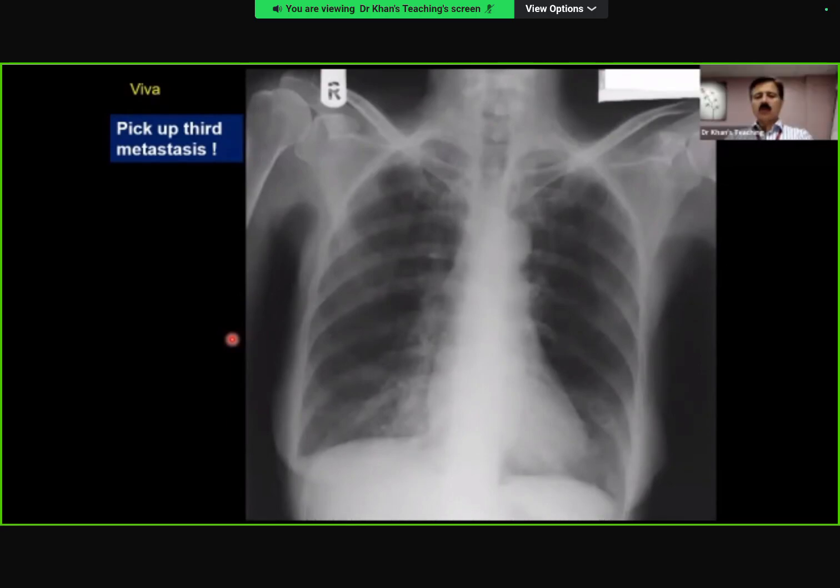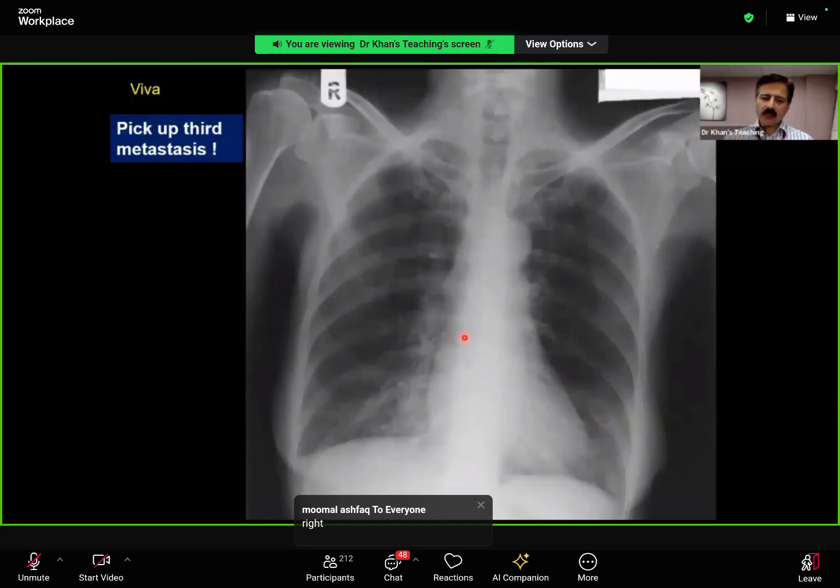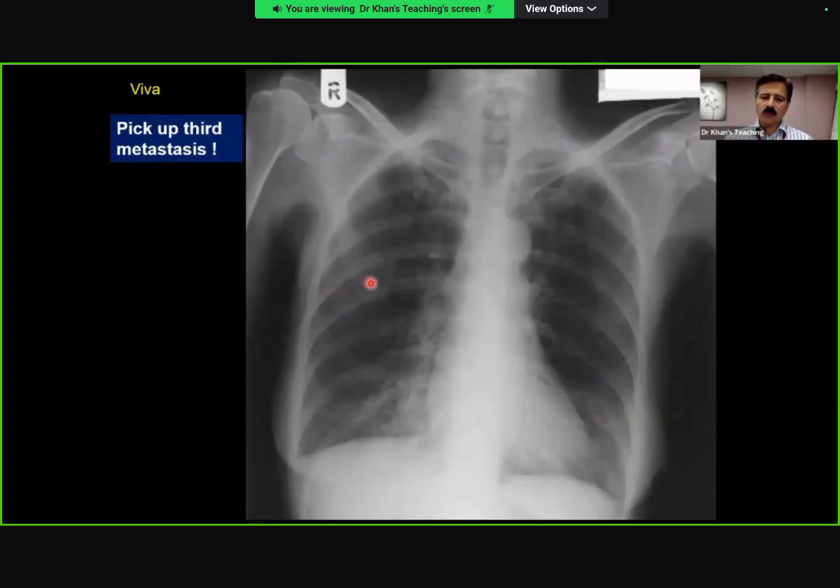So I want you to pick up the third metastasis. Okay, bone metastasis. So there appears to be one in the left posterior rib and there's one projected over the right scapula. This one and this one, I have myself told you, right? I want you to pick up, there is another one, and I want you to develop your eyes for the third one, classical exam one. Please, over to you. Where is the third metastasis?